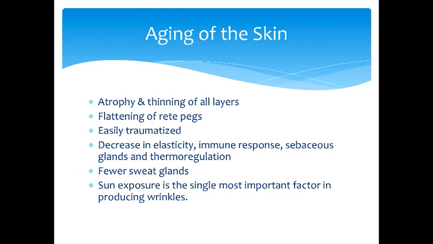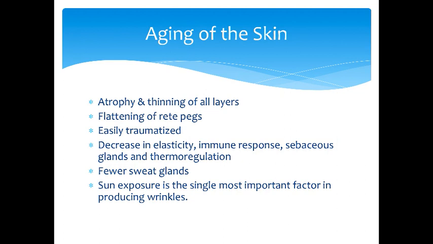Okay, aging of the skin. This is important because remember, we have a lot of patients that are getting older now. So it's really important to understand the changes that happen. They get a thinning and atrophy, and this is because of the flattening of the rete pegs, which I'm going to show in just a second. Their skin can be easily traumatized. They can just barely touch something and they get a bruise or bleeding in the tissue. They also lose that elasticity, all of us do as we get older.